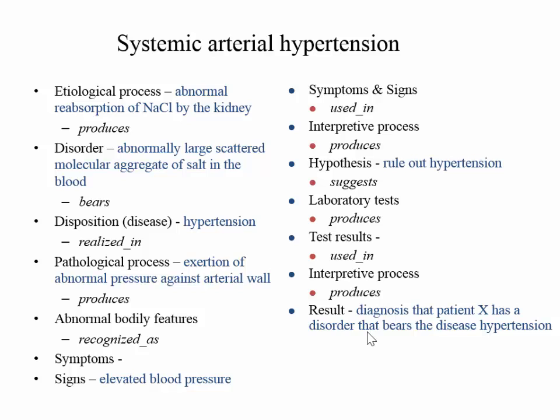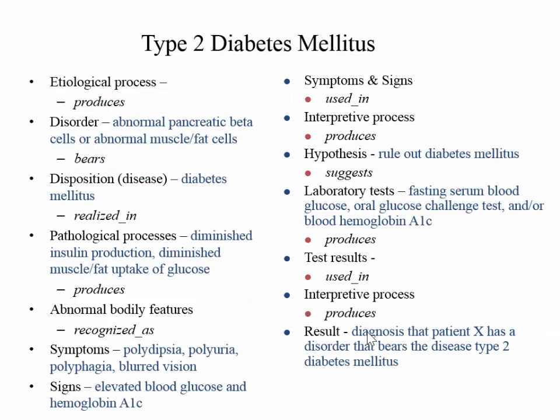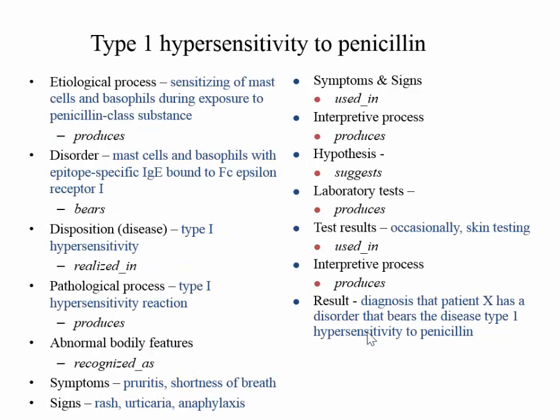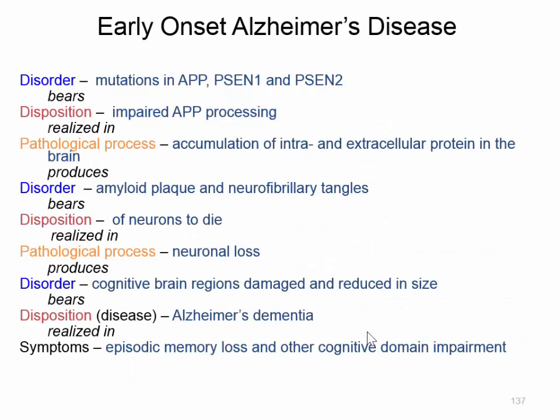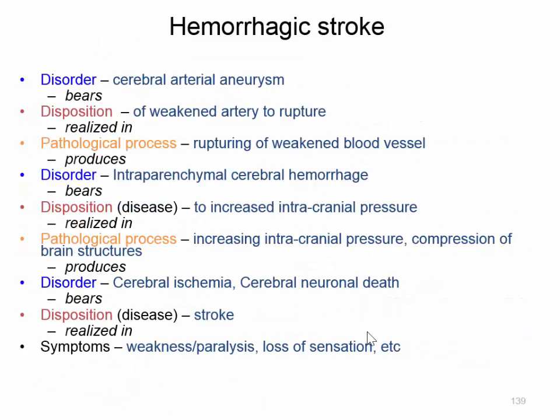This is systemic arterial hypertension, which is just elevated blood pressure, but elevated blood pressure caused not by the fact that you are under stress, but by the fact that there's something wrong with your bodily system. This is diabetes. Hypersensitivity to penicillin, so this would be an allergy case. Early onset Alzheimer's disease. Stroke.